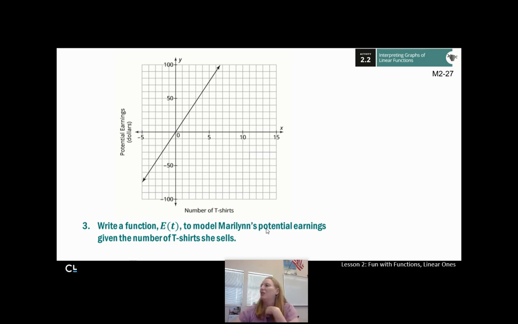And if you need to, remember our function notation was f of x equals ax plus b. Now, of course, we're going to be using e's and t's instead. Or you may remember it as y equals mx plus b, that kind of stuff. But again, we're going to use e's and t's instead of x's and y's. So go ahead and write down a lovely function for Marilyn's potential earnings given the number of t-shirts she sells. Hit pause to write it down. Hit play when you're ready to check your work.